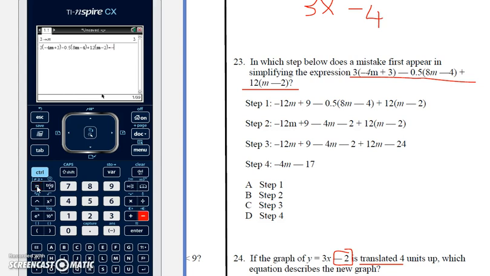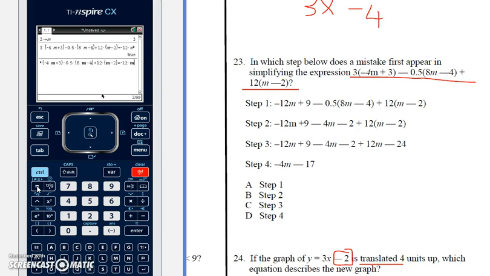So let's see if that equals negative 12m plus 9 minus 0.5, open parentheses, am minus 4, close parentheses, plus 12m minus 2, close parentheses. And it says that it's true. So my step 1 has no mistakes. So I'm going to move up. I copy, and I'm going to delete until the equal sign.